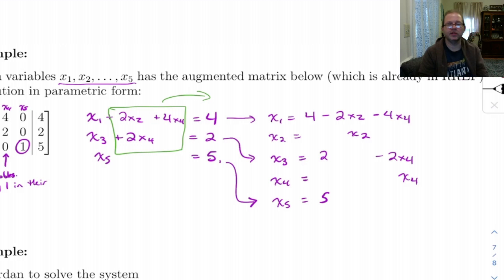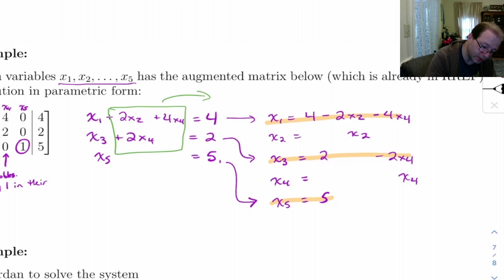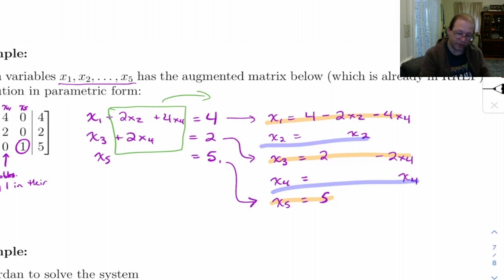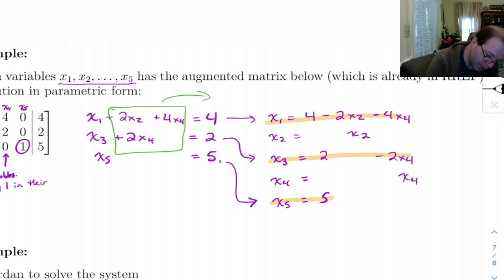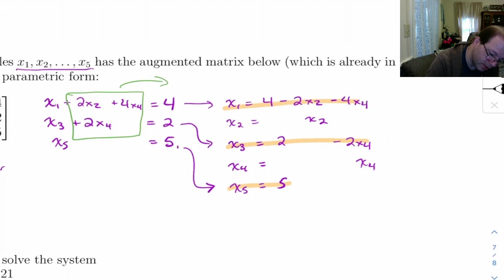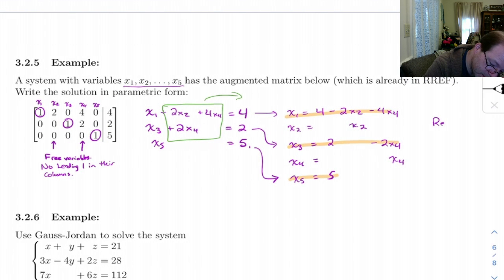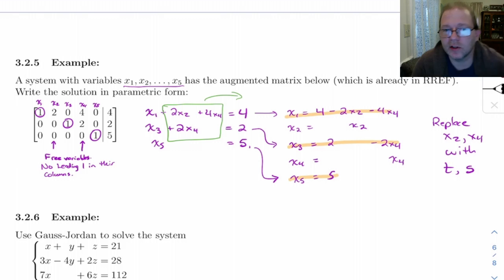So if you notice what happens there, each equation gives us something like this. And each free variable gives us something that looks like this, just the variable equal to itself. Now, what I'm going to do is replace these with parameters. So I'm going to replace x2 and x4 with t and s. I have to be careful when I write my s's because they look like 5s.